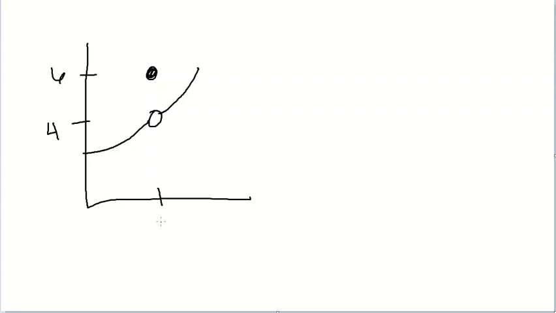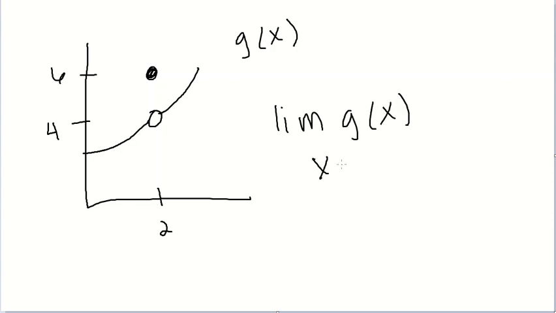Another situation that we could come across is if we had a removable discontinuity right there, and then we had that. We'll say that's 6, call that 4, and then we'll make our x value 2 here. Call this g of x. So now in this situation, if we want to think about the limit of g of x as x approaches 2, this is another common error that happens.